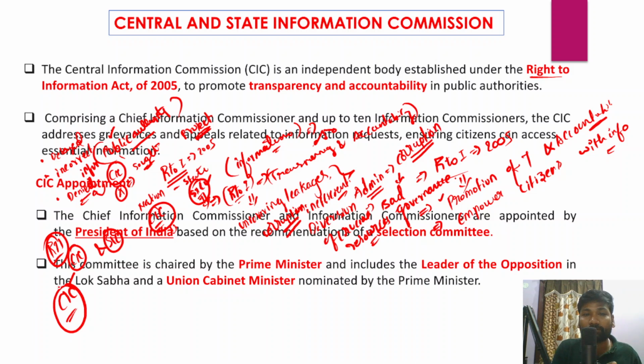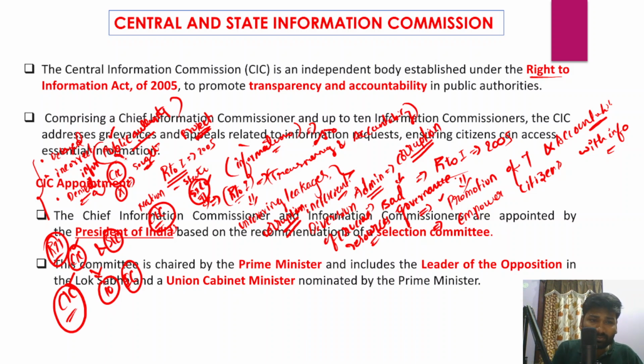So it consists of Chief Information Commissioner and up to 10 Information Commissioners, right? So the Chief Information Commission would consist of one Chief Information Commissioner and also 10 Information Commissioners. And they actually perform all those duties that I have just mentioned. For example, they address the grievances of people regarding the information that they have already sought from any public authority, and they also hear appeals related to the information requests and also ensure that citizens have access to the essential information. So this is what they actually do.